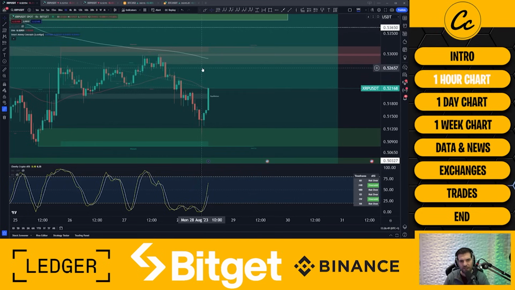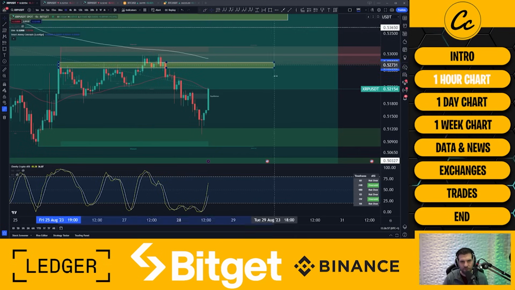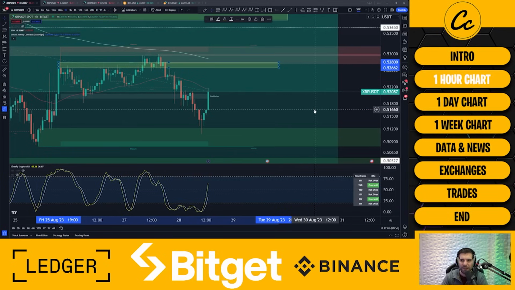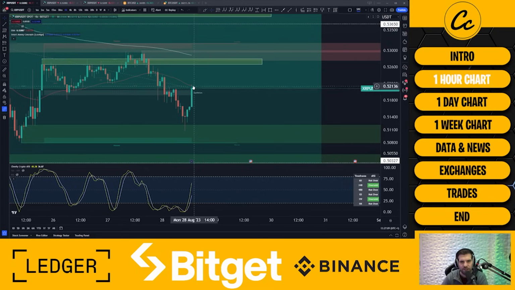The obvious area is this area of resistance and previous support. So I'm going to go ahead and quickly mark that on the chart here, just so you guys can see what I'm referencing right across here. Previous resistance and support. So this is basically 52.662 to 52.8. You can see at the moment we've still got this resistance on the 50 EMA as well. So we're looking to see if we can push on through it.